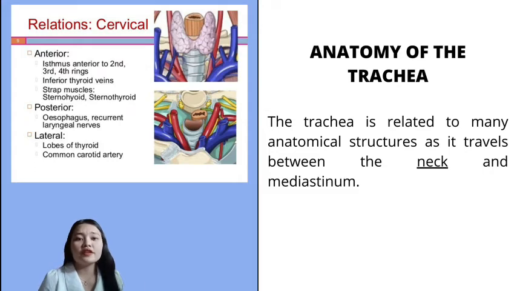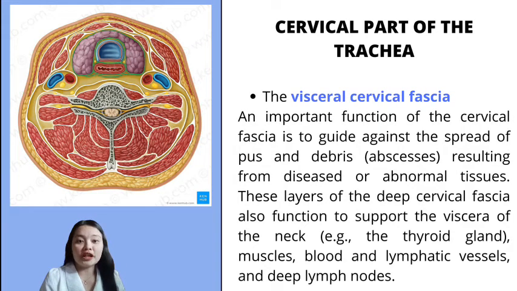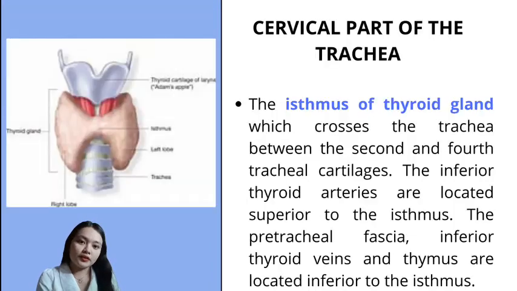So let's start with the visceral cervical fascia. An important function of the cervical fascia is to guard against the spread of pus and debris resulting from disease or abnormal tissues. These layers of the deep cervical fascia also function to support the viscera of the neck. Examples: the thyroid gland, muscles, blood and lymphatic vessels, and the deep lymph nodes.